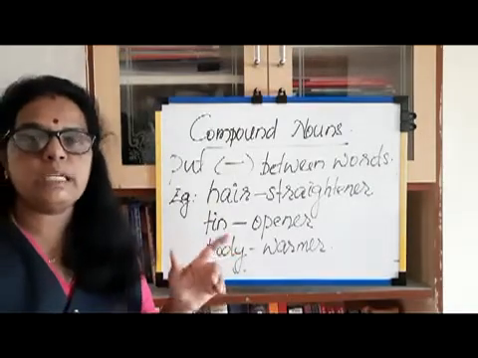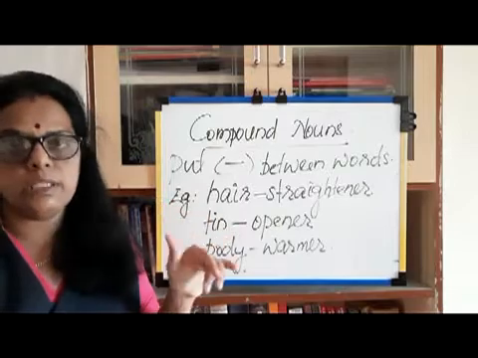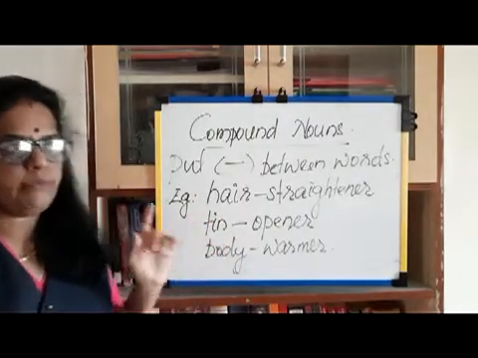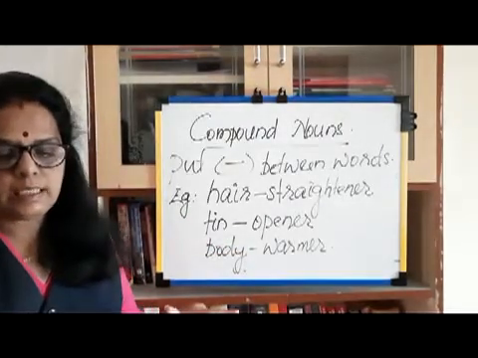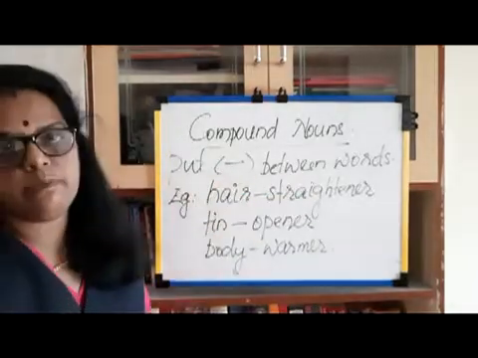What is the example of one word? Sunflower. Sun plus flower, sunflower. We write it as one word. We write compound words as one word, or with a space between the words. For example, blue whale.